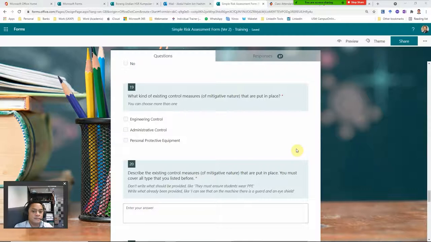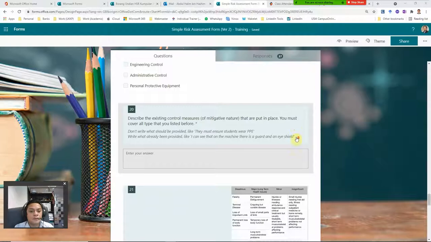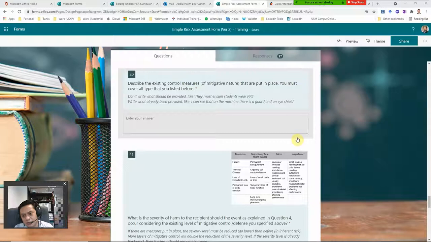For the rest, you have to give me the specific answer. I will also compare it to the pictures to find whether you are telling the truth. Don't create things that are not there. For example, if you are talking about fire and you say there is an existing mitigative control measure, a fire extinguisher, and then I check the pictures and cannot see one. So try to reflect the actual reality of that worksite.